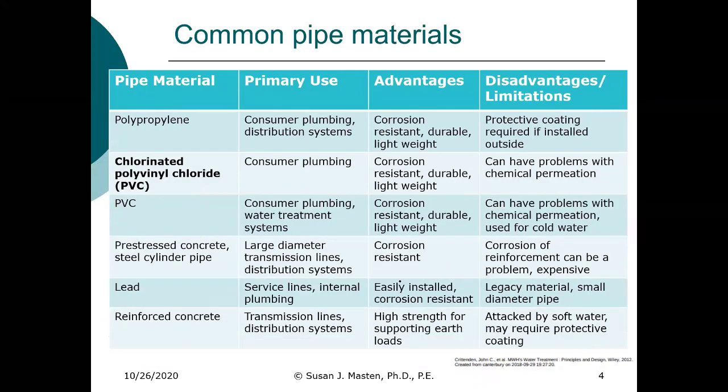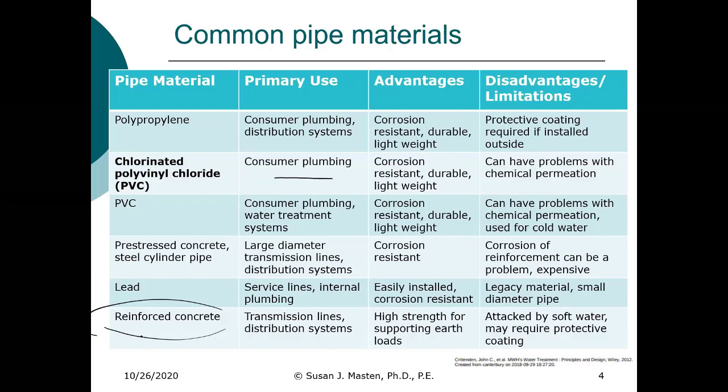There are also a number of other types of materials. Polypropylene, again, this is used for consumer plumbing. Chlorinated PVC, polyvinyl chloride here. Okay. These are, again, corrosion resistant, they're durable, they're lightweight. We also, for very large mains, will use reinforced concrete.